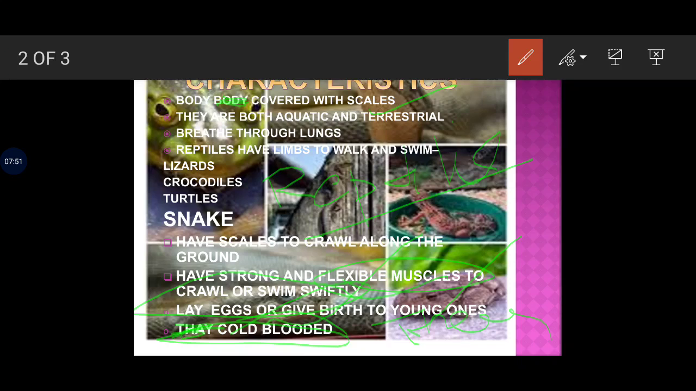So this is one of the important functions of the scales. Please try to remember the two functions of the scales: it keeps them safe from predators and prohibits the loss of water from the body. So that's all about the reptiles. Now we are going to begin with the class aves that constitutes the members of birds.